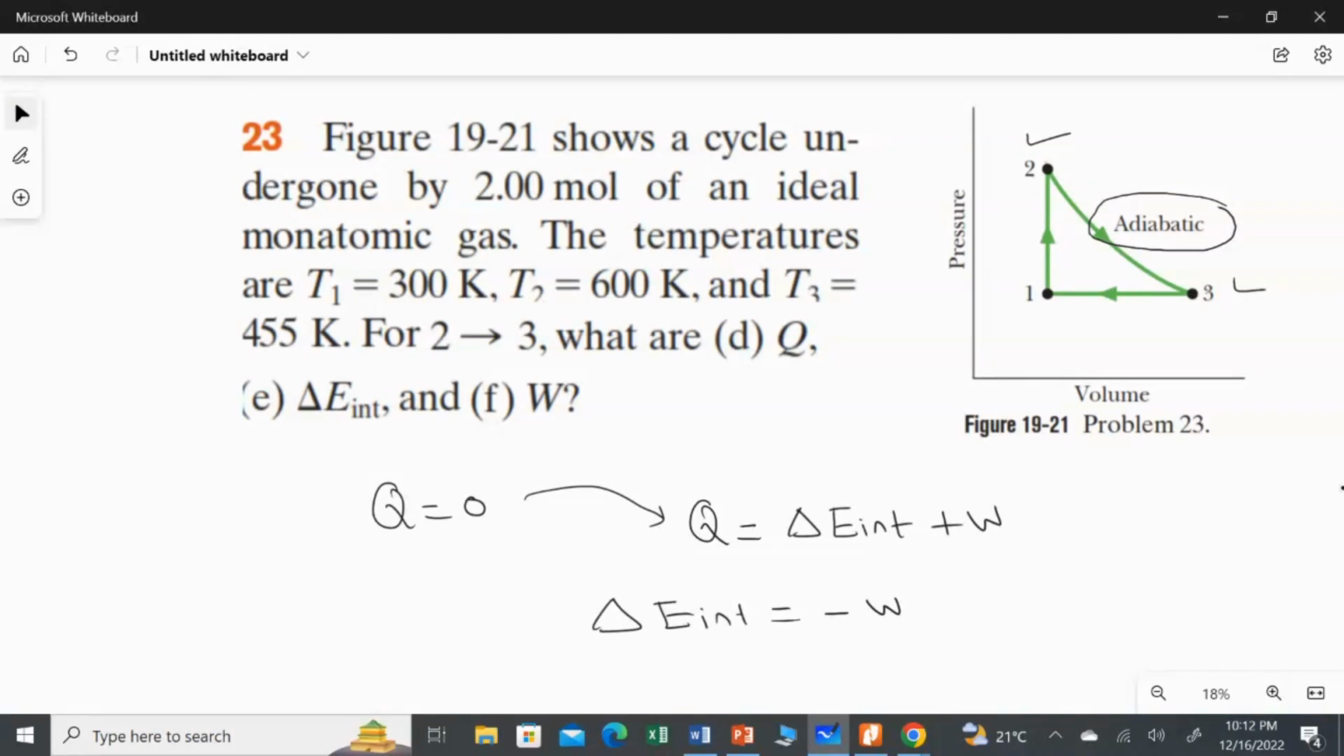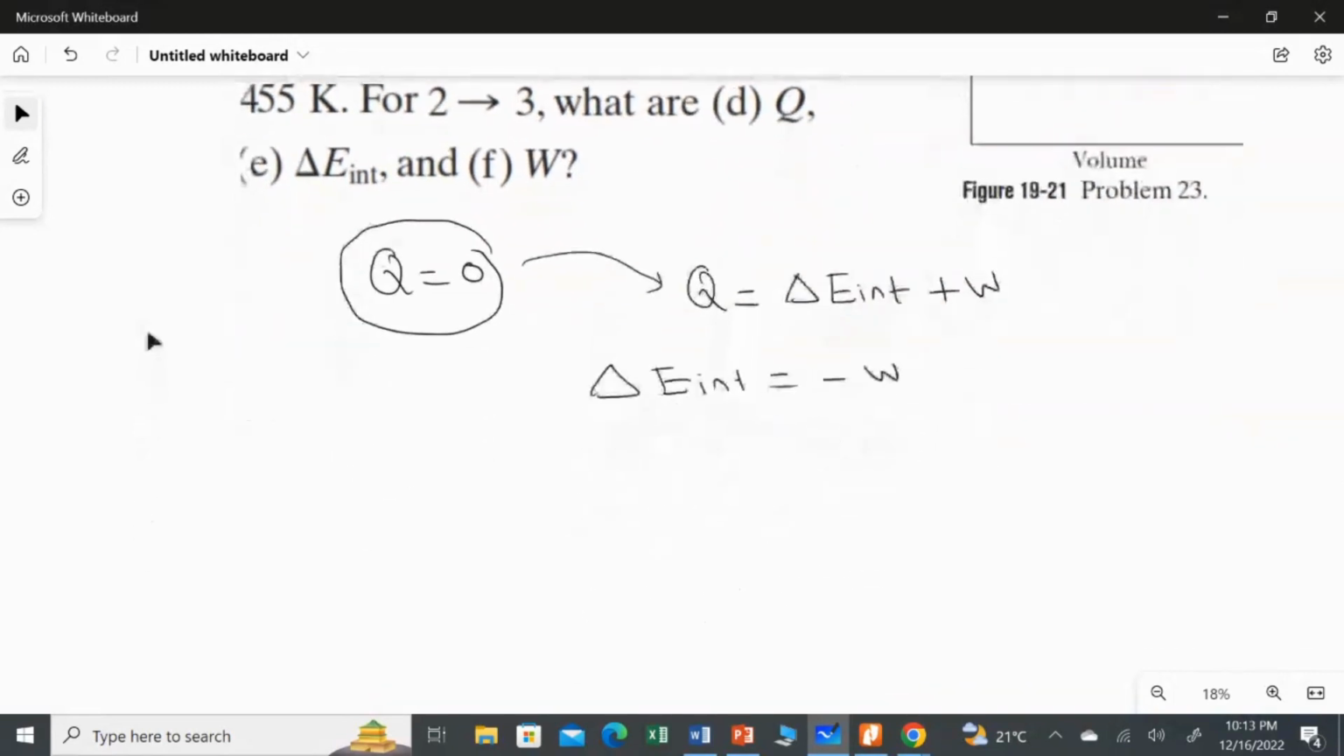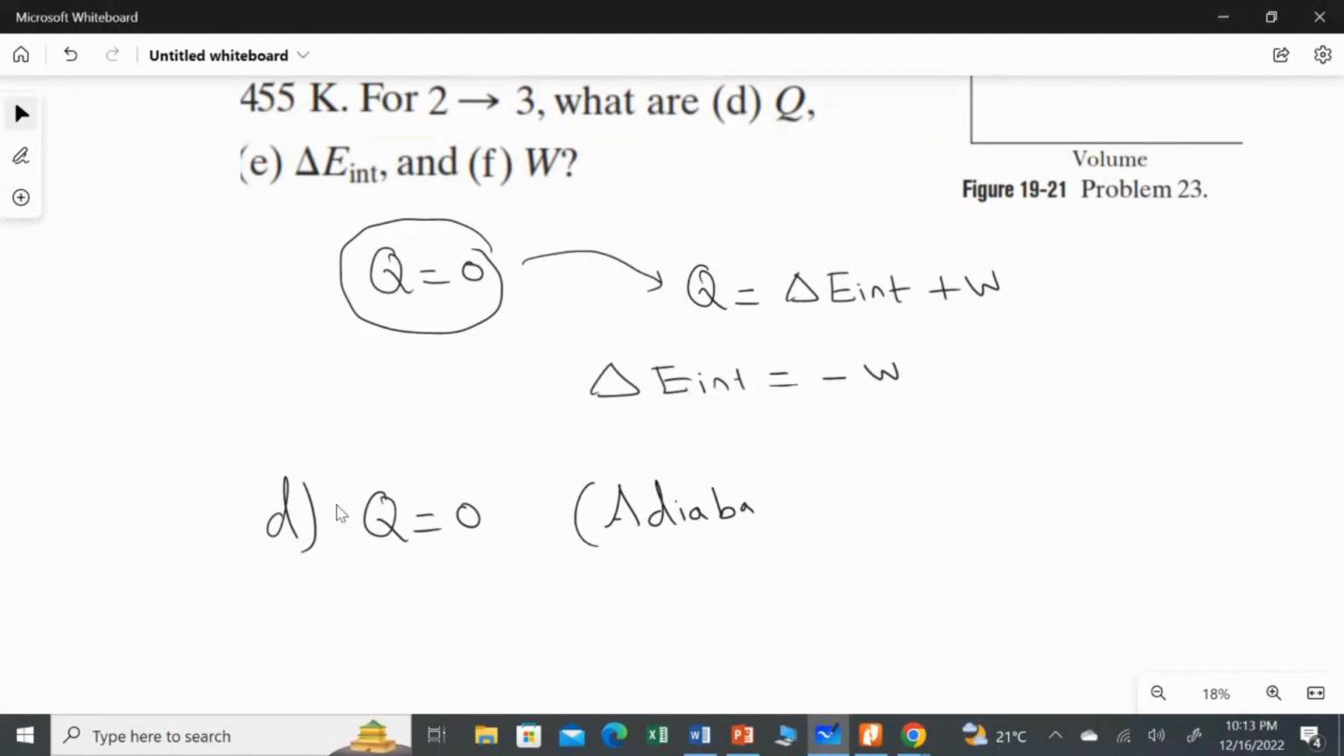First question, we are going to find the answer for the heat energy. As I already mentioned, if it is an adiabatic process, what is the heat energy? The heat energy transferred, which is exactly equal to 0. So the answer for the D part, the heat energy transferred is 0 in adiabatic process, right?